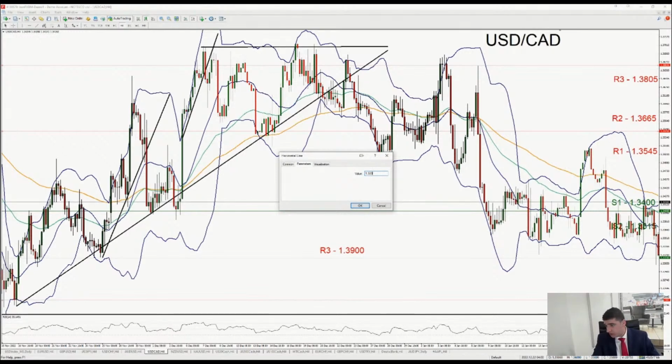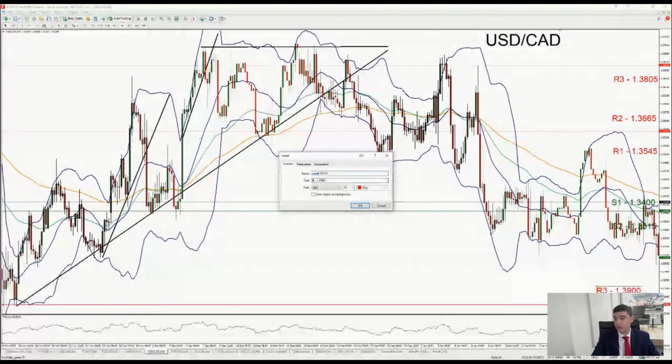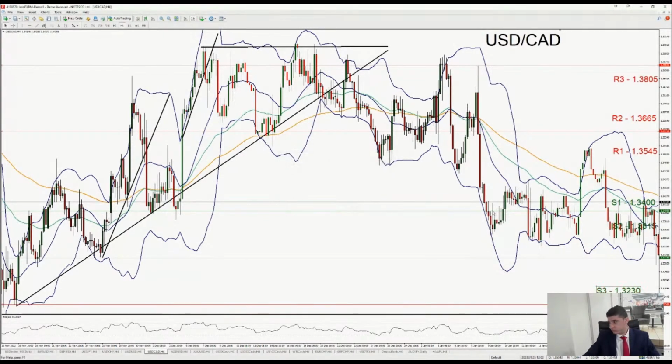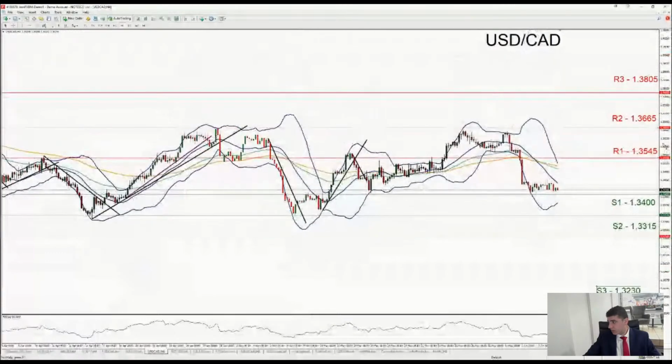So R3 would be at 1.33, well, 1.330. S3, excuse me. So loonie traders could be placing an emphasis on tomorrow's interest rate decision. 1.330. And let's just bring our chart back into view.